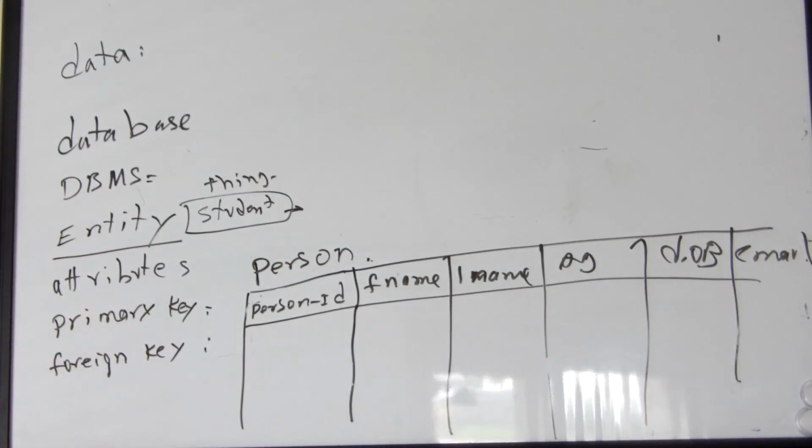The primary key. It is very important that you learn primary key. It uniquely identifies the rows in the table. And foreign key is a key that references primary key, references primary key in another table. Okay.